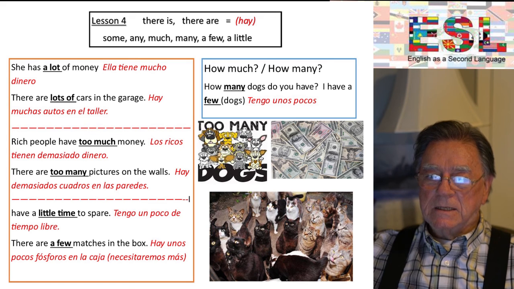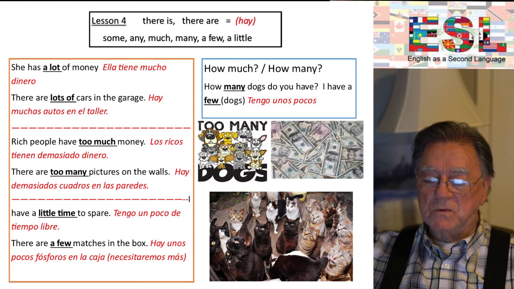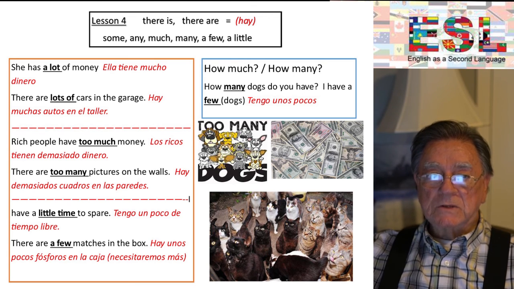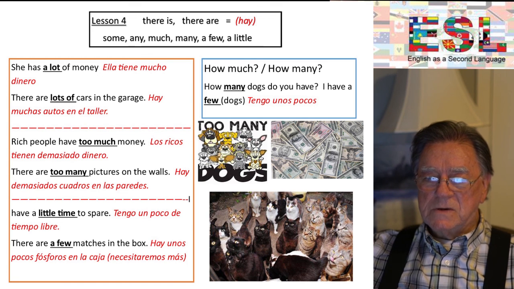Too much money, too many dogs, too many cats. I think that concludes our lesson of there are, some, any, much, many, a few, a little. They all have their special meanings. To use them with the right thinking, they match up pretty well to Spanish. We have Spanish equivalents for all of them, and they work fine. So I think that's it.